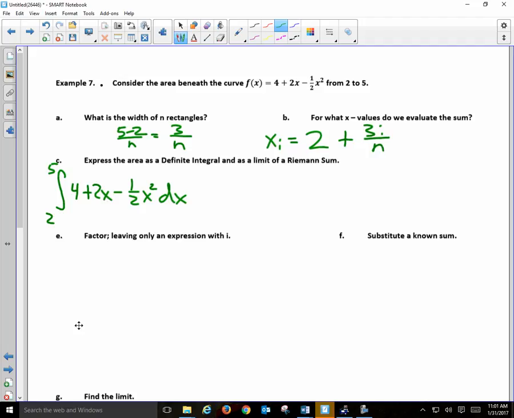So remember, we start at 2, and then we add 1 width, 2 widths, 3 widths, 4 widths, and so forth. That's what we're doing. That's what i is. It's the number of widths. We start with widths equal to 1, and we go to infinity. That's equal to the limit as n goes to infinity, no big thing. Sum from i equals 1 to n.